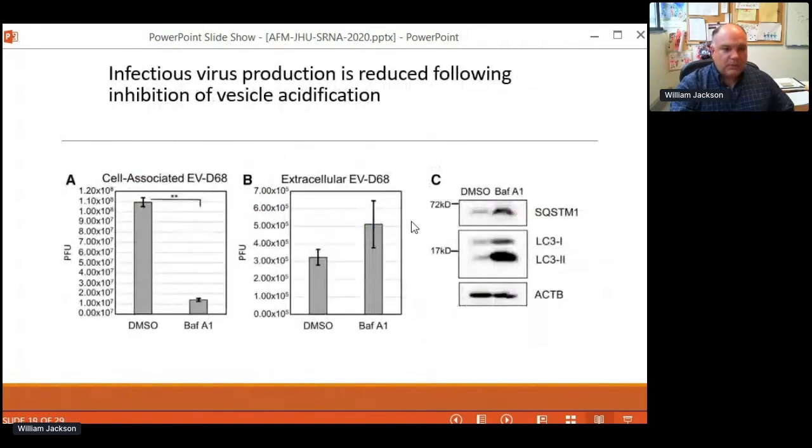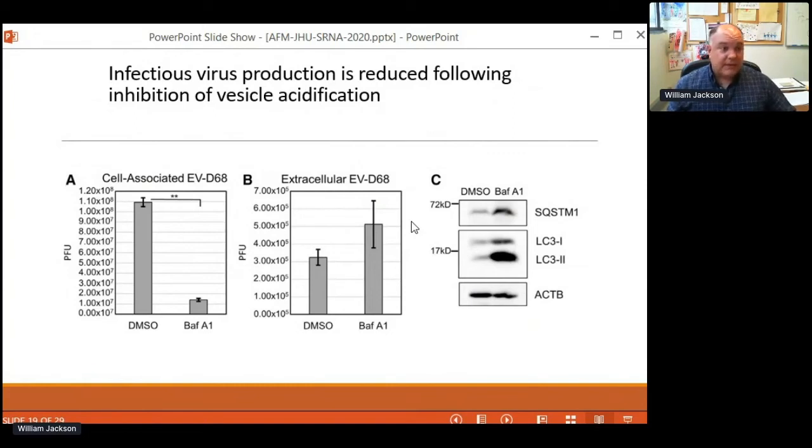And when we blocked the acidification with ammonium chloride and we did an EV-D68 infection, we found that we lost about a log of infectious virus. The extracellular, interestingly, was not particularly affected. It might have been slightly bumped.